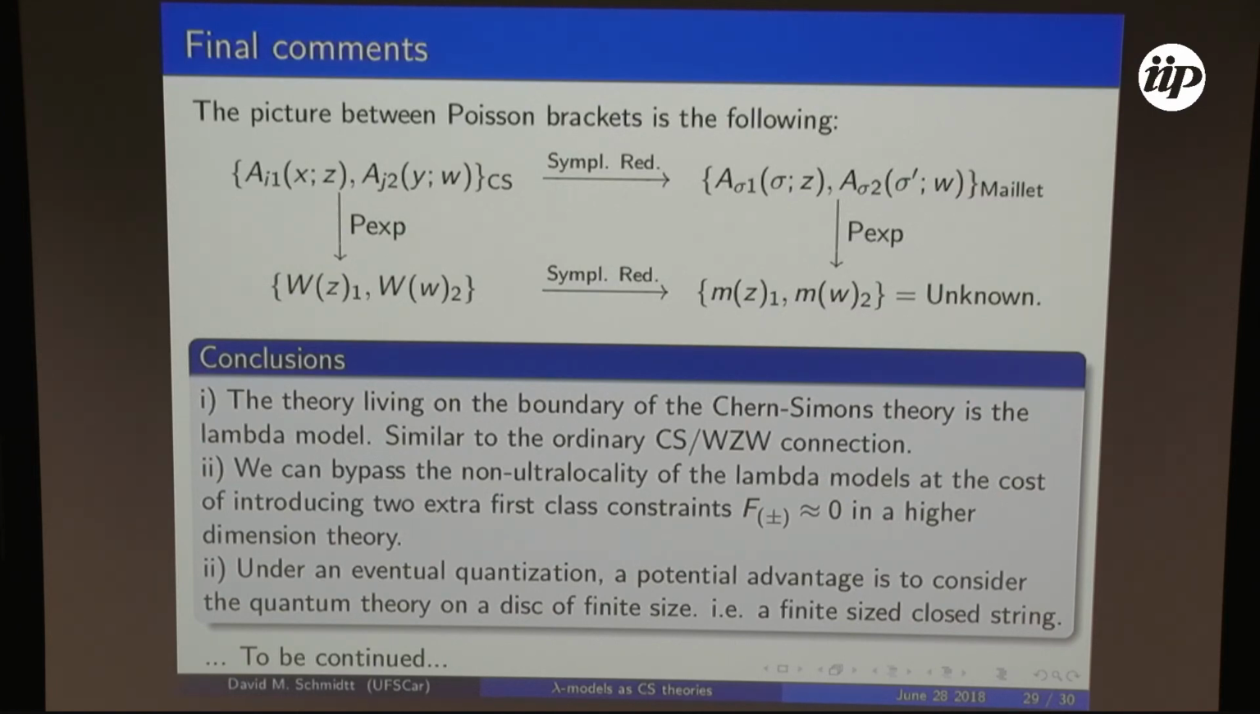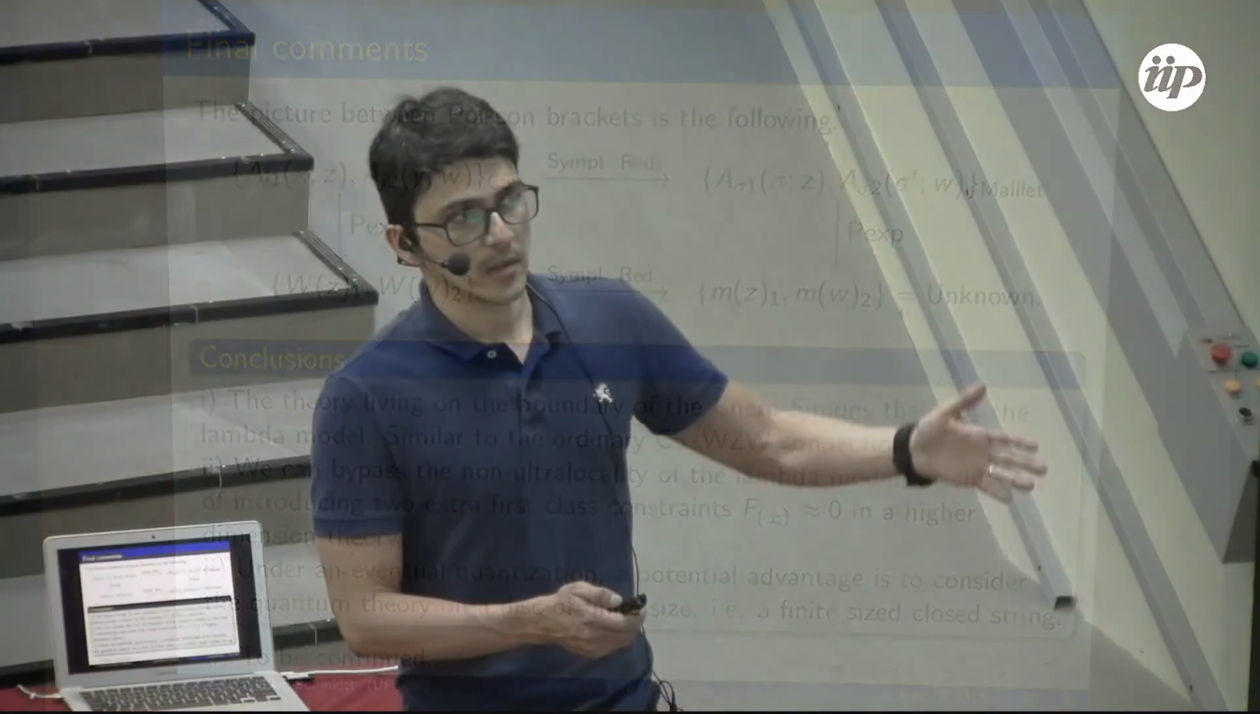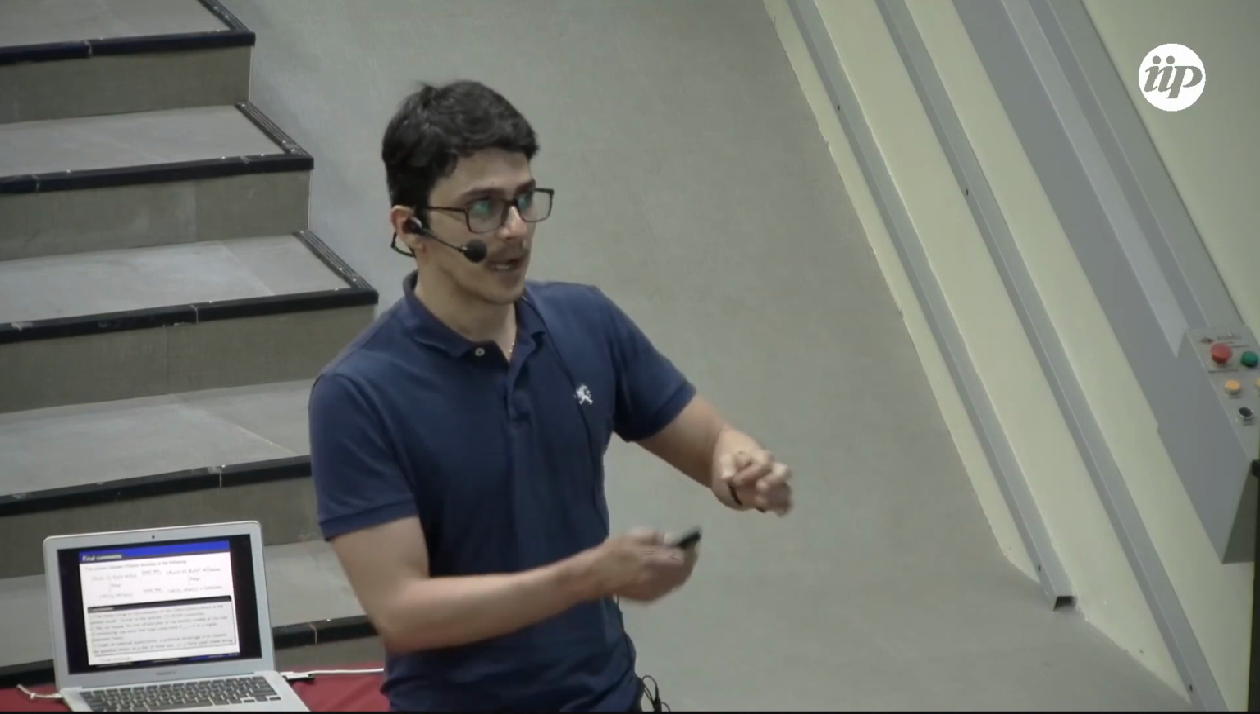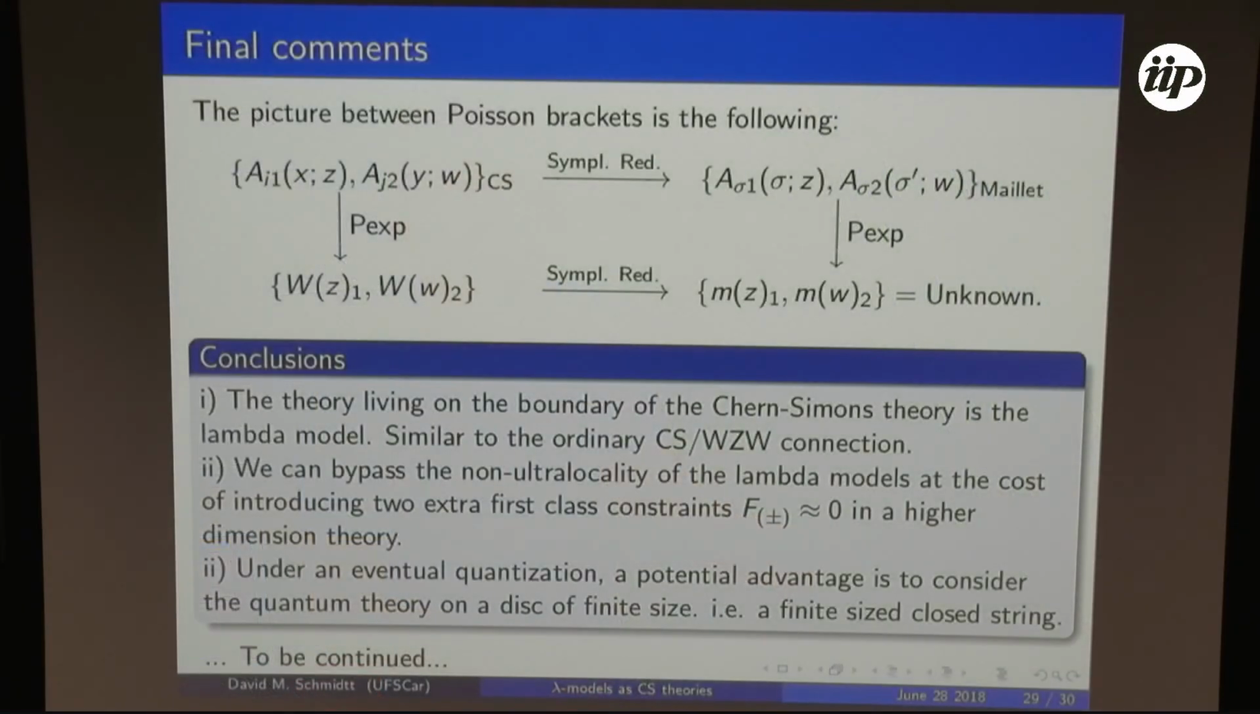So the conclusions are the following. The theory living on the boundary of this Chern-Simons theory, after including the spectral parameter very carefully, is just the lambda model, mimicking the connection that exists between Chern-Simons and the chiral Wess-Zumino-Witten models. So we can bypass this problem of the non-ultralocality of the lambda model at the cost of introducing two extra first-class constraints. They are first-class if we run the Dirac algorithm, not just the symplectic formulation, in a theory of one dimension higher.